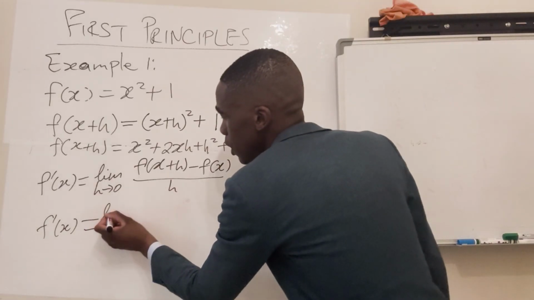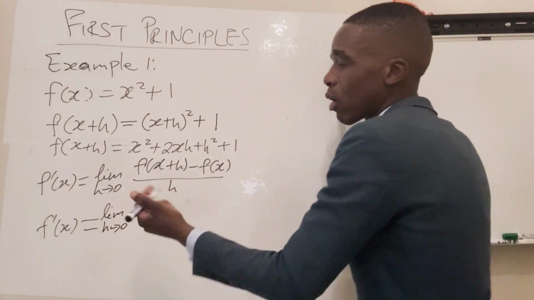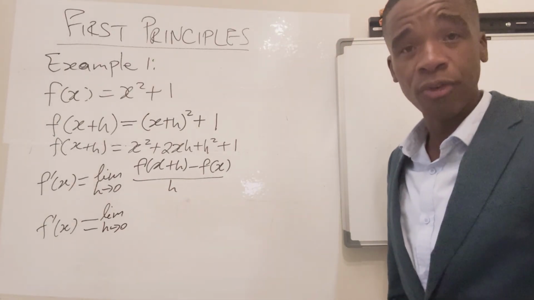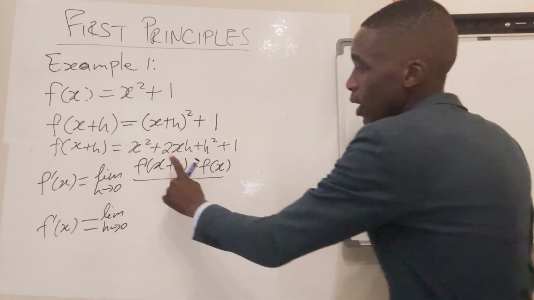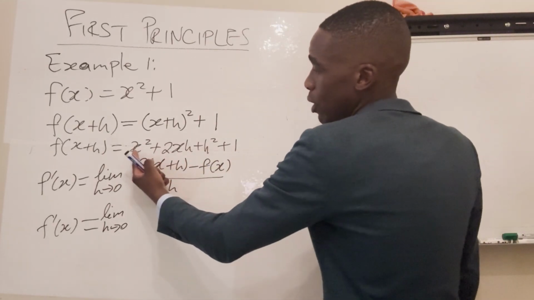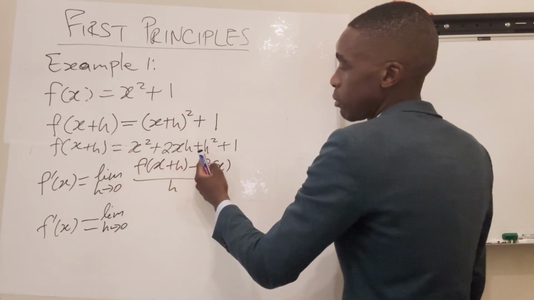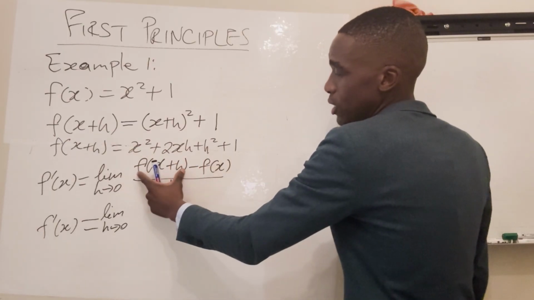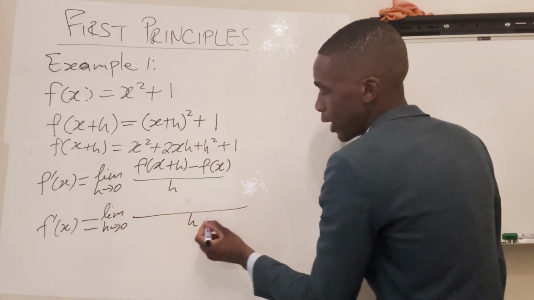The limit as h approaches 0. Now we are going for substitution. You are going to be paid for that substitution, so make sure that you substitute correctly. f of x plus h is x squared plus 2xh plus h squared plus 1. So we substitute that, all over h. Are we together?